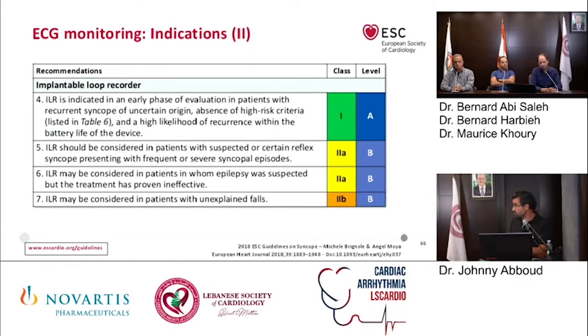Then you have the implantable loop recorder, which can be used in the early phase of evaluation in patients with recurrent syncope of uncertain origin in the absence of high risk criteria and high likelihood of recurrence within the battery life of the device. Also, it should be considered in patients with suspected or certain reflex syncope presenting with frequent or severe syncopal episodes. Even if we are thinking that it can be a reflex, but it's severe and recurrent symptoms, we can implant the loop recorder. It may be considered also for patients in whom epilepsy was suspected, but the treatment has proven ineffective. So it's a false diagnosis of epileptic crisis. And it may be considered in patients with unexplained falls. Also, falls can be secondary to syncope.